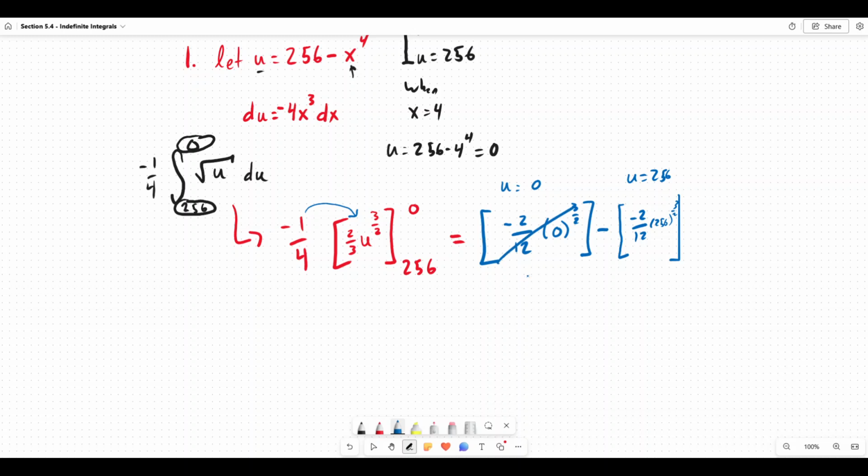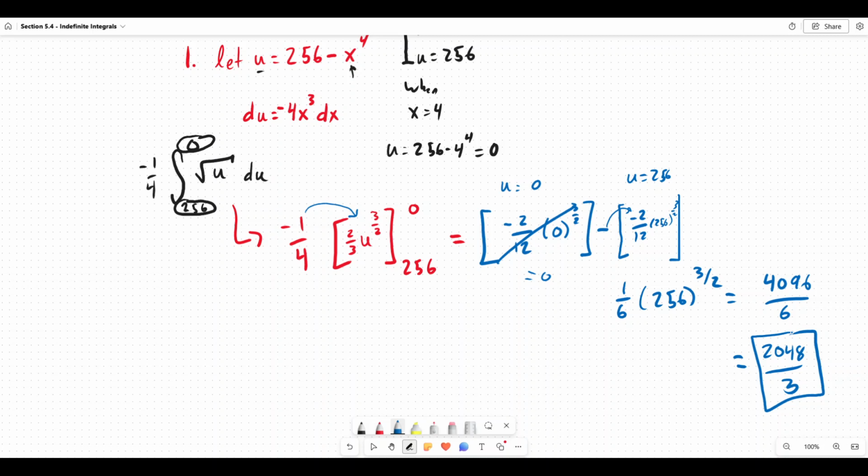Now, this turns out to be 0, and this turns out to be the negative times the negative. This will be 1/6 times 256 to the 3/2. I'll be honest, I'm going to go to a calculator. I got 4096/6, which, once again, going to the calculator, is 2048/3.